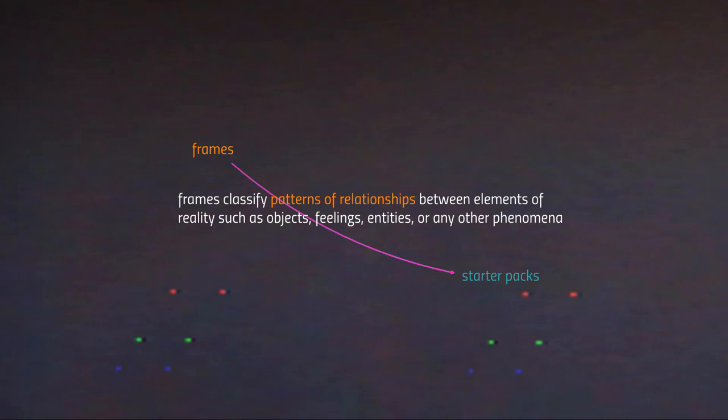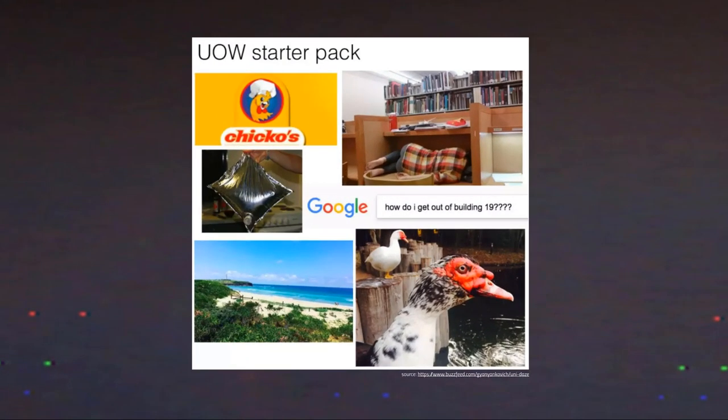So this is where this concept of starter packs comes in. If you are of a certain age group, you are all familiar with what the concept of starter packs stands for. It's a meme, but it's a fantastic illustration of this idea of frames and the practice of reframing, of changing the perception of reality by changing patterns of relationships and associations. And you can change those by adding or removing objects from the frame. So here is an example of a starter pack. This is a UOW starter pack, and this should be instantly familiar to anyone studying at the University of Wollongong.